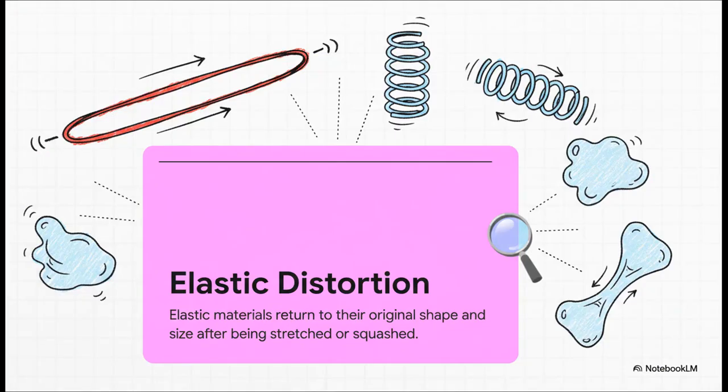First, you've got elastic distortion. The rubber band is the perfect example, right? You stretch it out, you let go, and boom, it snaps right back to how it was before. That ability to return to its original form is what makes something elastic.